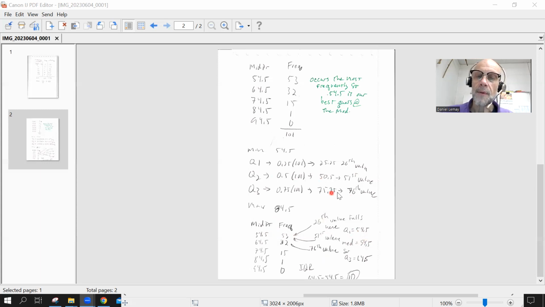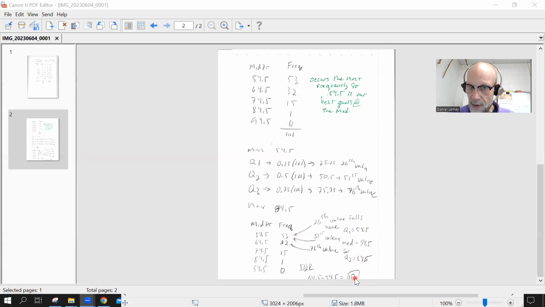And then, of course, the upper quartile is the 75th or 76th value, which falls in the second bin. So that makes Q3 64.5. Then to find the IQR, we subtract Q1 from Q3 and we get 10. Okay, so that's how that all works.